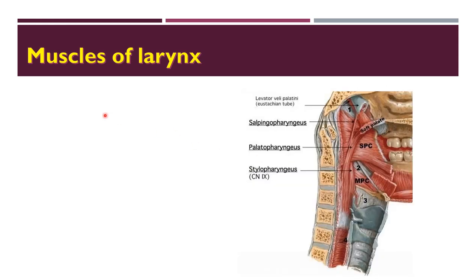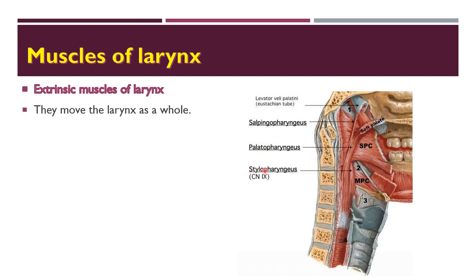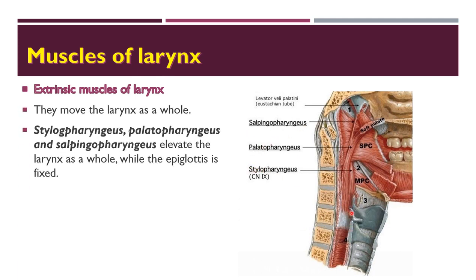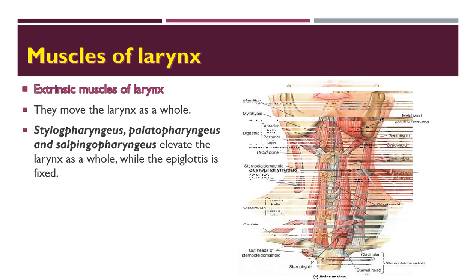Next, moving on to the extrinsic muscles of the larynx. The intrinsic muscles of the larynx, we have seen, are mainly responsible for the movement of the vocal cords. Now coming to the extrinsic muscles of the larynx, they move the larynx as a whole. Mainly they are responsible for elevating and depressing the larynx. The muscles which elevate the larynx, which you are able to see here, are the palatopharyngeus, salpingopharyngeus, and the stylopharyngeus, which is attached to the posterior border of the lamina of the thyroid cartilage. So during deglutition, the larynx is elevated and approximated towards the epiglottis.